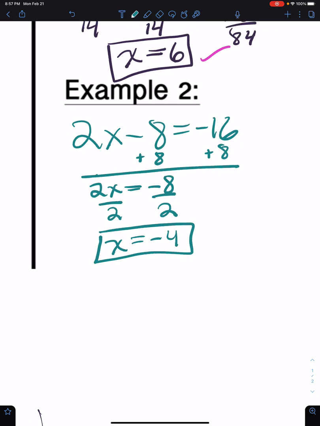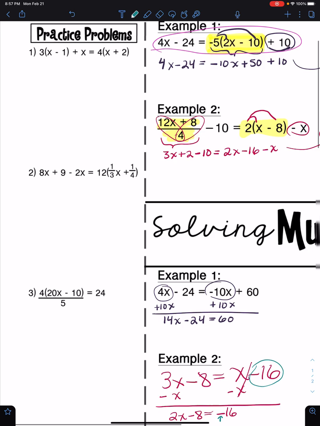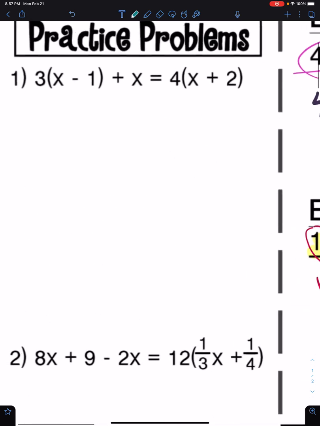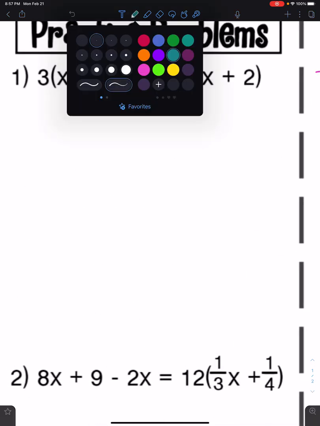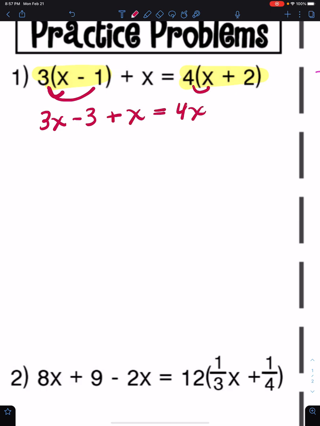All right, since we only did 2 problems, I think there's enough time in the video to do these other examples over here on the side, following those 4 steps. So first we look for distributing. There are 2 places with distributing, so that's going to be my first step. 3 times x is 3x. 3 times -1 is -3. Don't forget that x over there. 4 times x is 4x. 4 times 2 is 8.